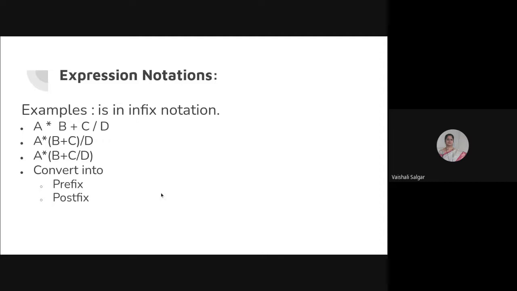Now, just let me switch on my camera. So what will be the prefix and postfix of the remaining two expressions? Can anybody let me know? The second expression is A star B plus C divided by D.